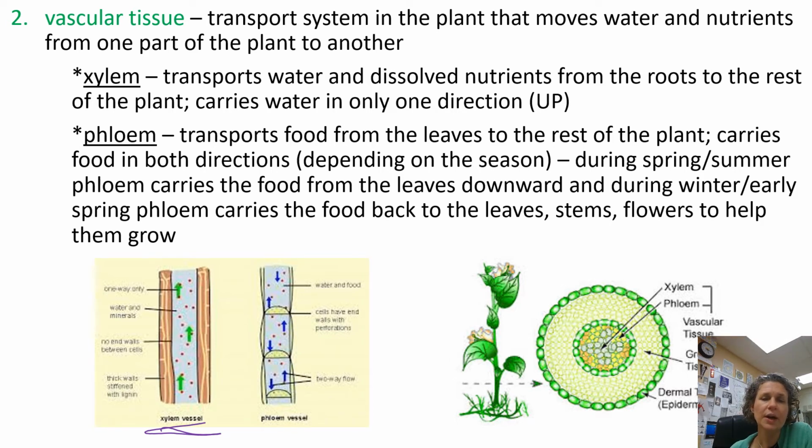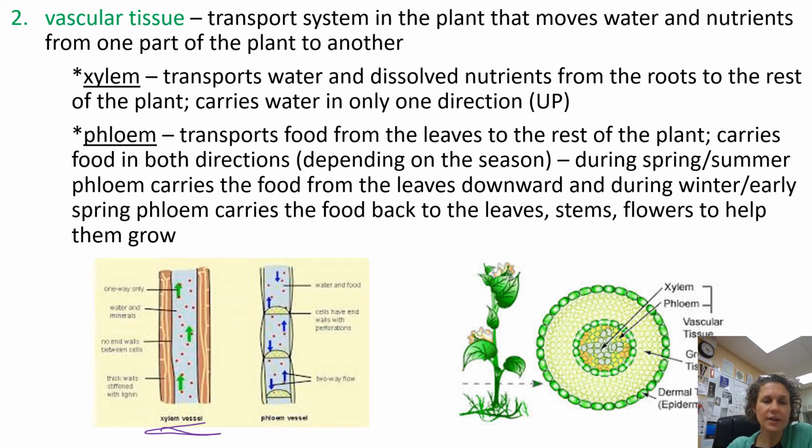And so during the spring and summer, the phloem carries the food from the leaves downward. So the leaves are green, they're going through photosynthesis, they're making their glucose essentially. And so the food is carried down and stored in the roots or in a fruit or whatever the plant is producing, or into storage. And during the winter, early spring, the phloem then carries the food back to the leaves, the stems, flowers, to be a source of energy to help them grow.